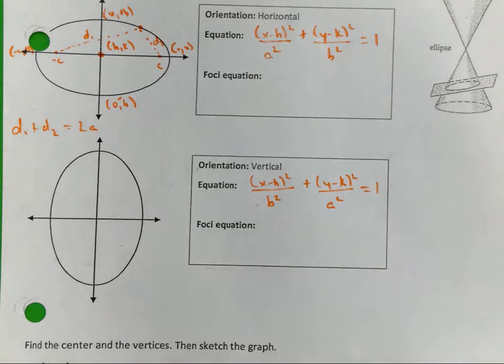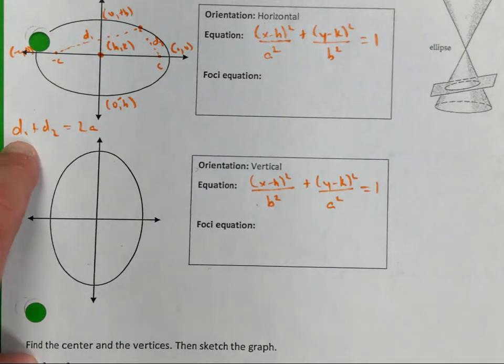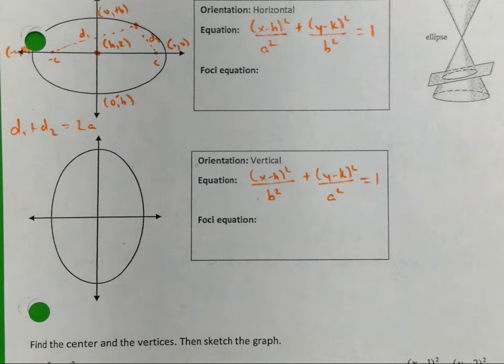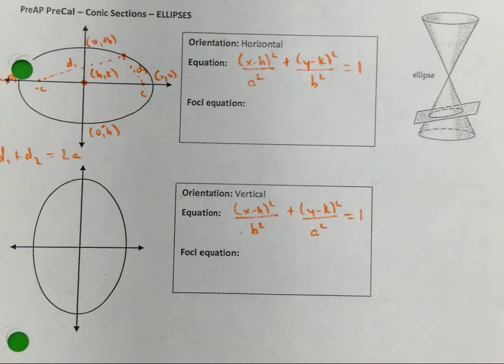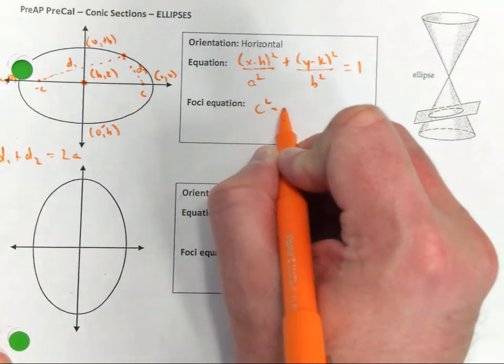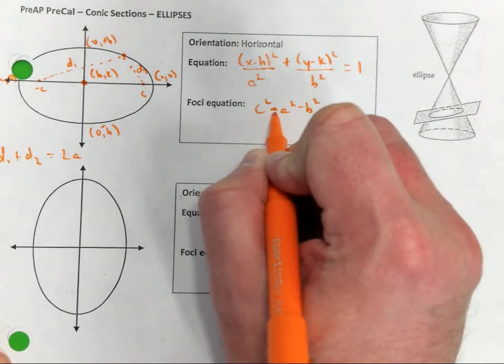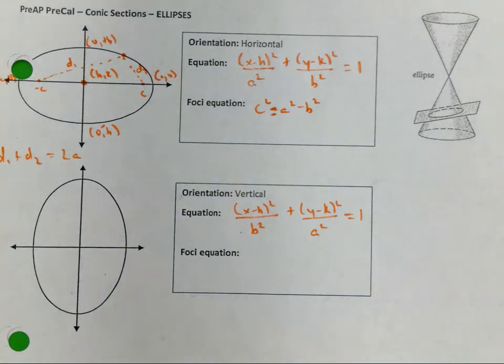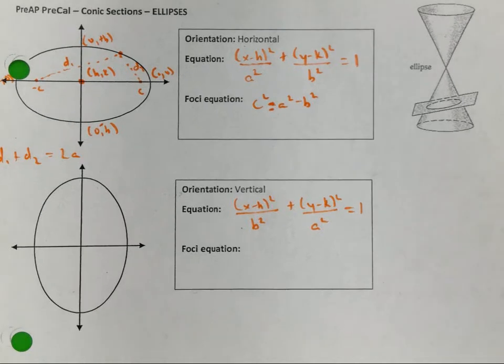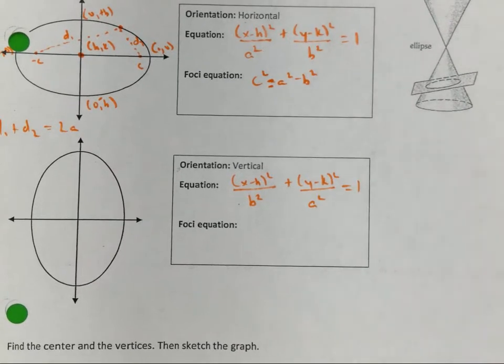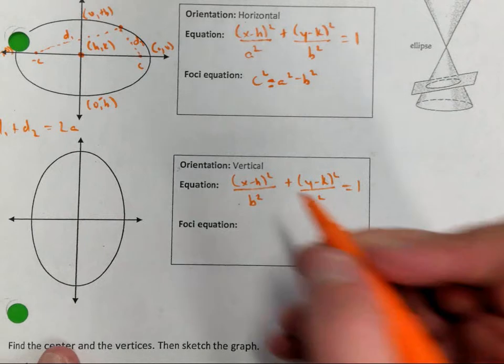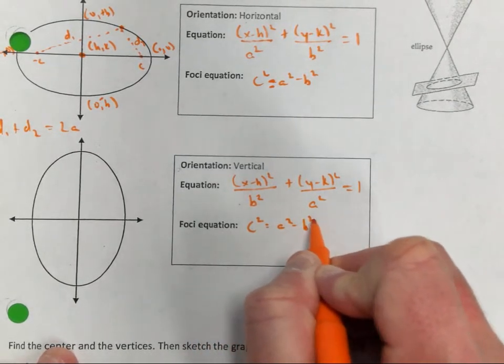Oh, no, the foci equation, we're going to get to that in just a second. We're on page 3, Parker. All right, so you got A squared, B squared. Your foci equation is C squared equals A squared minus B squared. And it's the same down here as well. C squared equals A squared minus B squared.